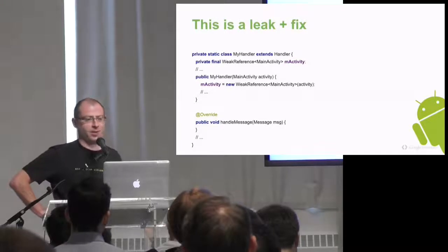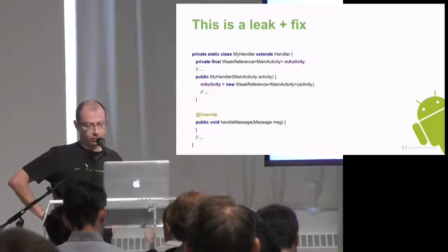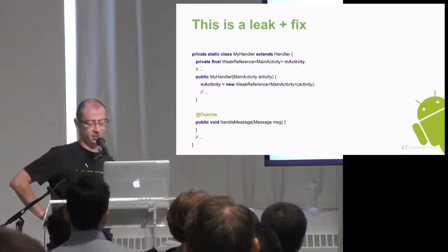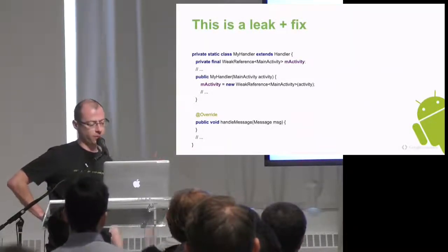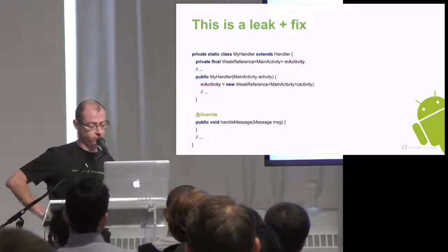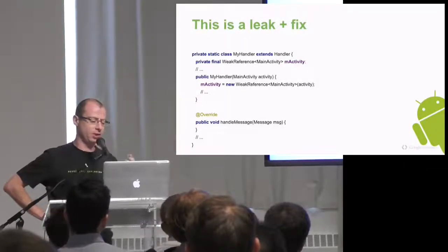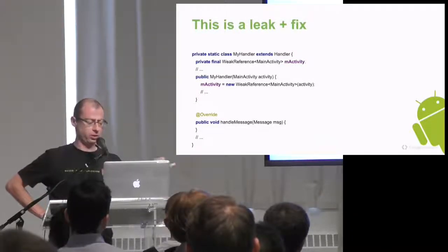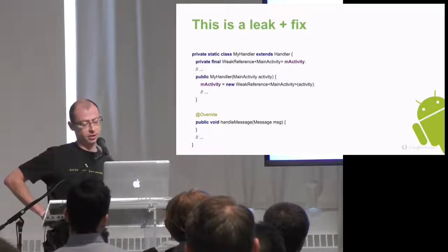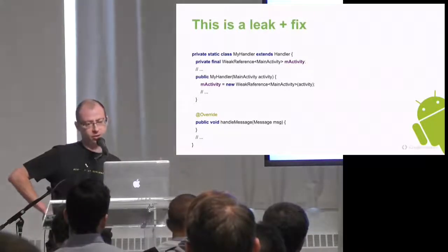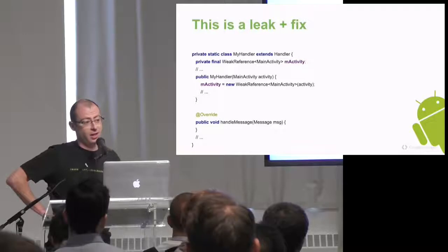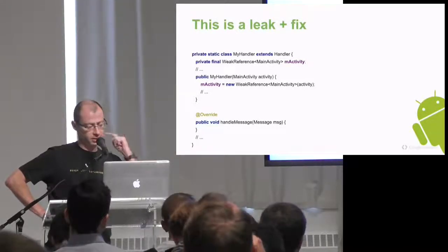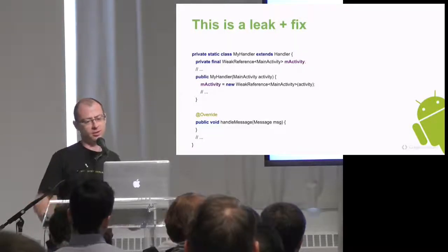A weak reference, if it's the only reference to the underlying object, the garbage collector will clean it. That's it. Truly simple. How does it work here? Pretty easy. We declare a handler with a weak reference. So if the handler is alive and we don't need the activity, and the weak reference that the handler holds is the only reference, tick, the activity is cleaned.